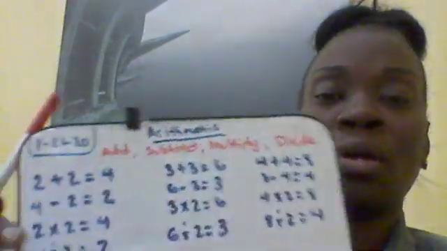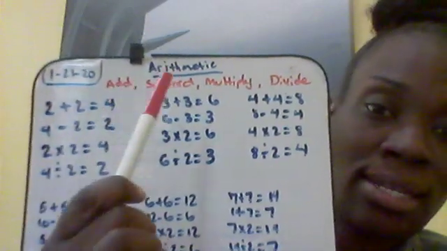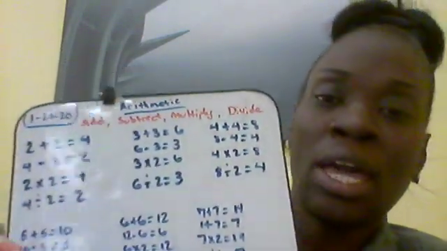So what did we do? We can add, subtract, multiply, or divide. When we do arithmetic, we can do any of those four operations. So now, the same basic concepts and the same basic principles apply.